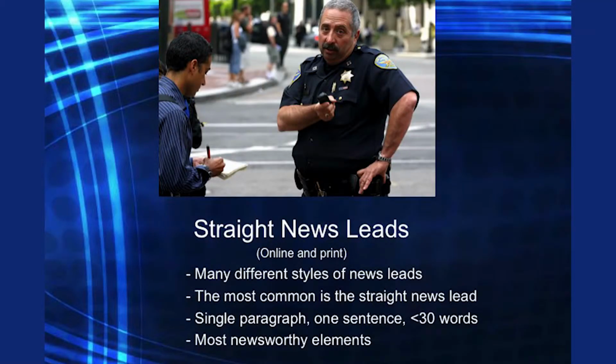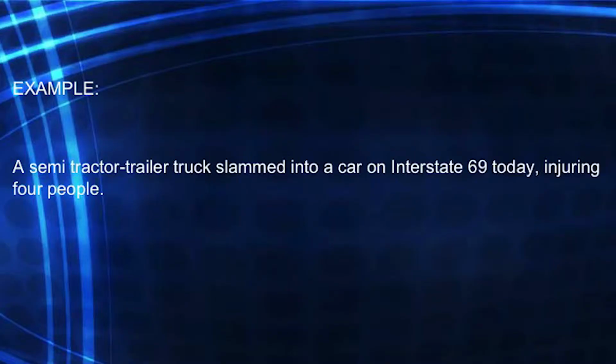If we think about how we encounter news online and in other places in our own lives, something has to grab us right up at the top. So that's what we're looking for. We want the most newsworthy elements in there: what happened, where, and when. A typical example might be: a semi-tractor trailer truck slammed into a car on Interstate 69 today, injuring 4 people.